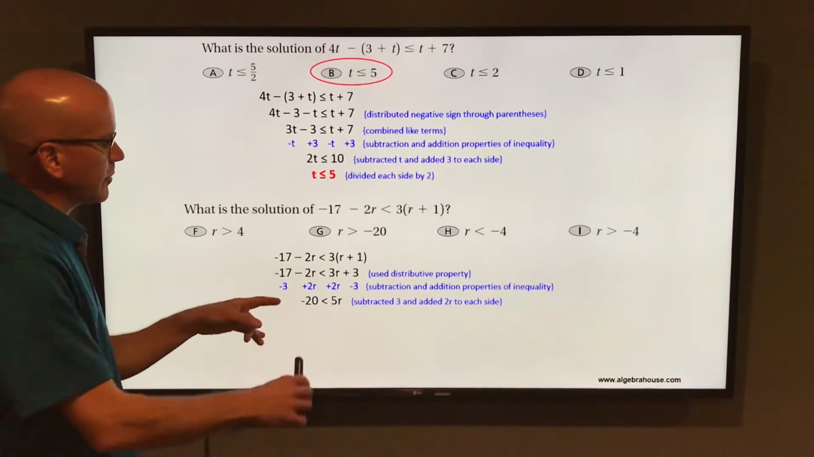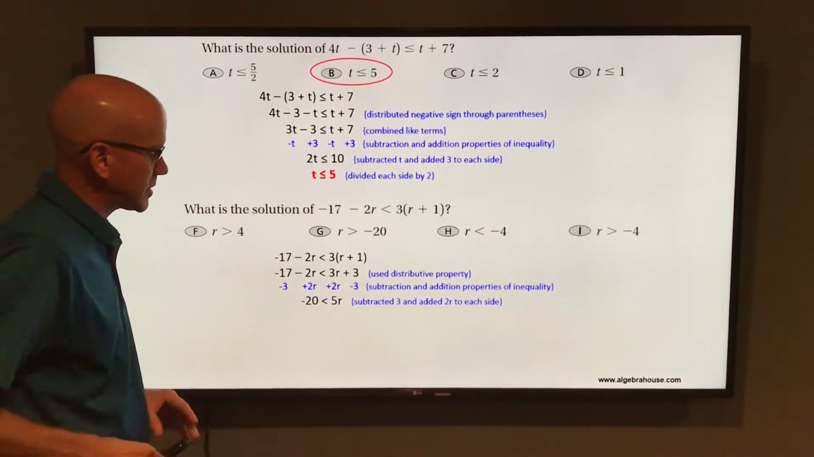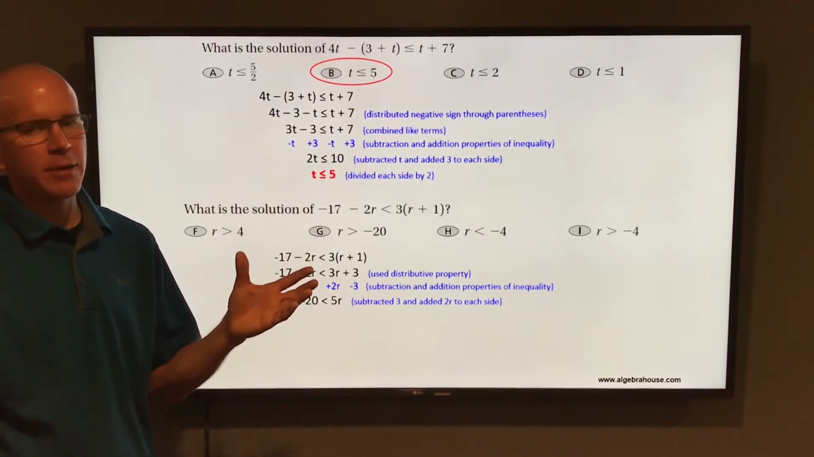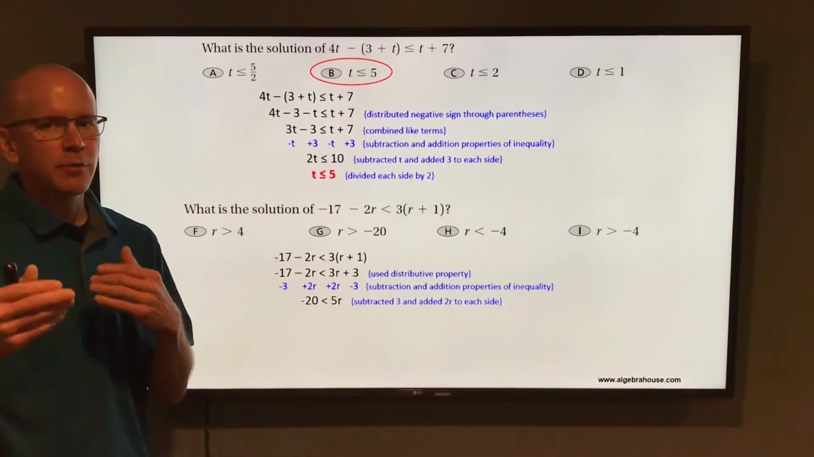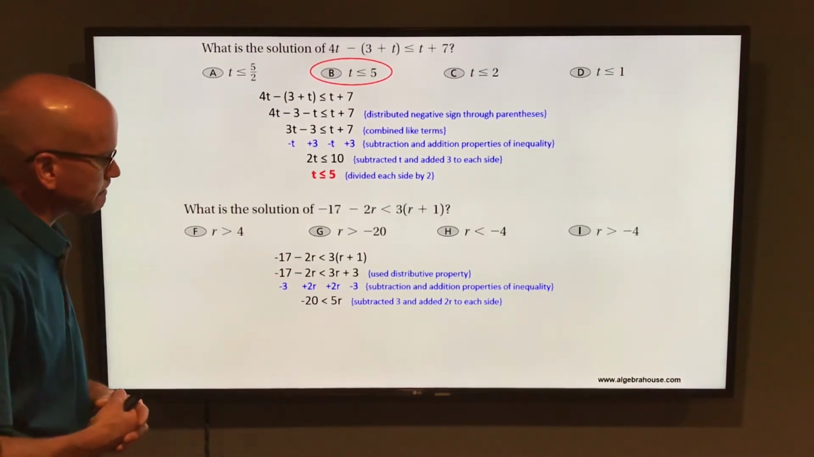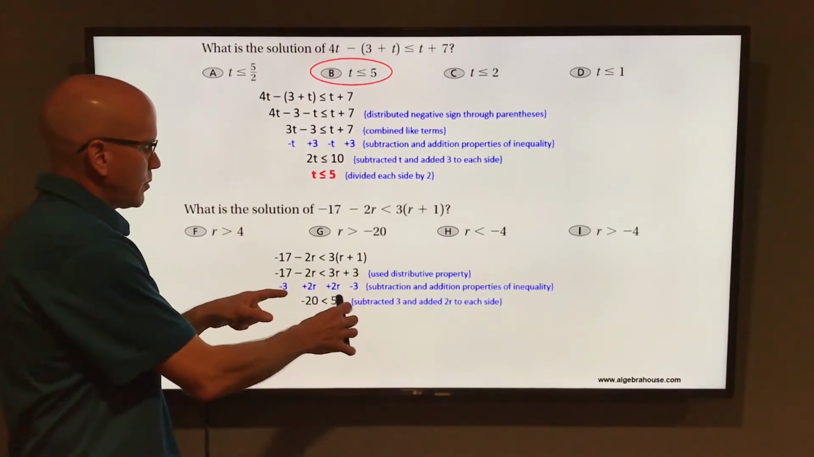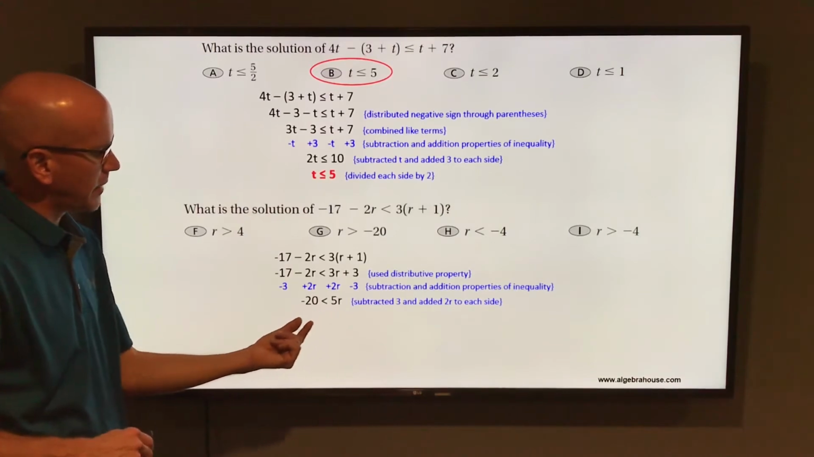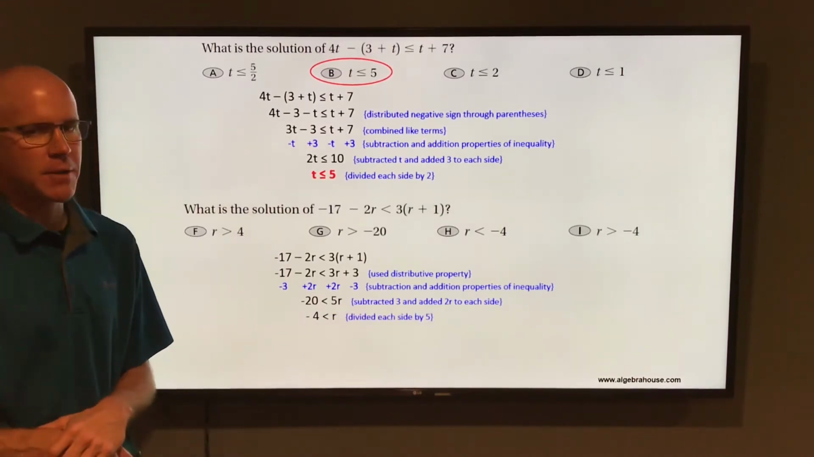It would be perfectly fine if you subtracted 3r from each side, and we would have had negative 5r on the left. You would have just had to deal with the negative sign later on. That creates a possibility for making a mistake. So again, we're adding 2r and subtracting 3. We get negative 20 is less than 5r. Divide each side by 5. We have negative 4 is less than r.